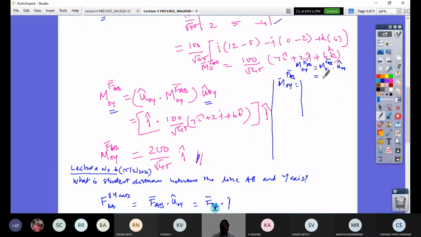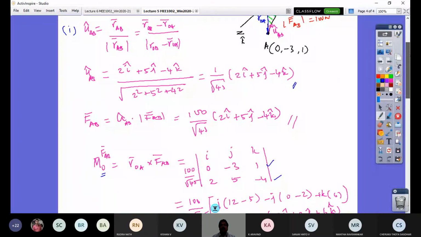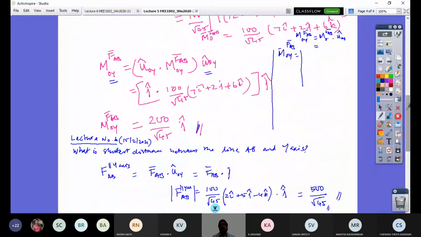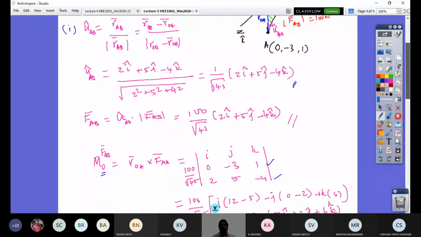So what is this? It is what we have here. You see, we had ROA cross FAB. So this is ROA cross FAB dot UOY. So you see in this there is a cross product and dot product. So this is called a scalar box product. So I can straight away find the magnitude of this using this determinant. So first row would be ROA. So ROA coordinate is what? Position vector 0, -3, 1.